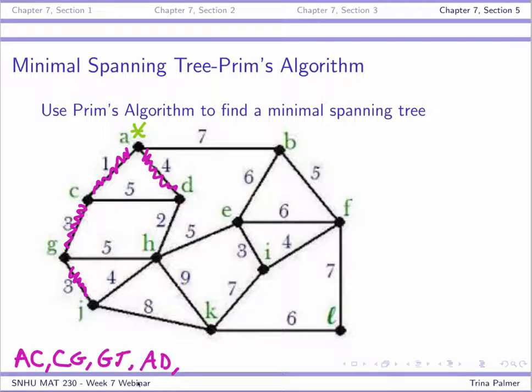Alright, so what's the smallest weighted edge now? DH, good. So DH. Now can you tell me what the smallest weight is? Kind of a trick question. Great. Yes, that's what I meant by a trick question. You said HJ, but you can't use HJ because a tree does not have a loop. If we chose JH, we would close a loop and it's no longer a tree. So yes, HE would be the next one. So HE.